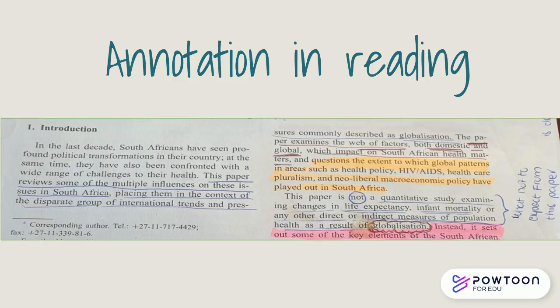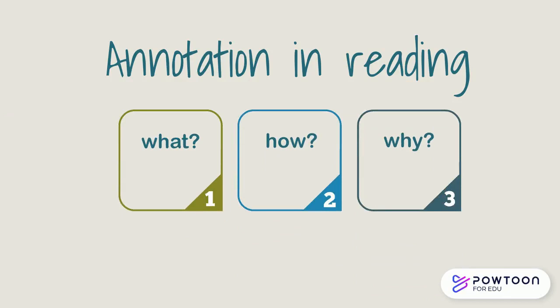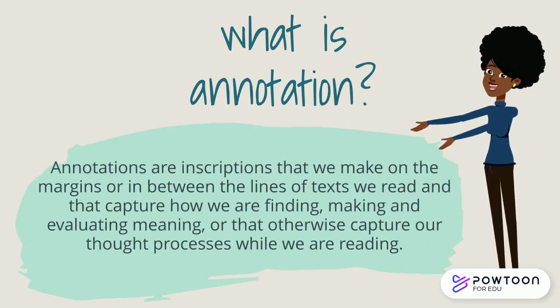Now, let's examine the role of annotation in reading. When you write or draw on the margins or in between the lines of a text, when you highlight or underline text, when you apply punctuation marks and so on, the result is annotation. You do all of those things because you want to find meaning, you want to make meaning, and or you want to evaluate meaning.